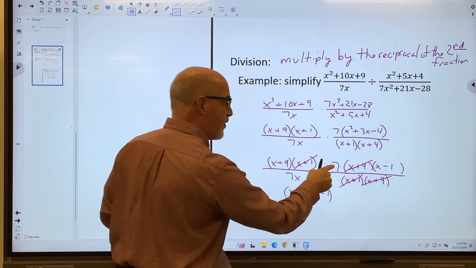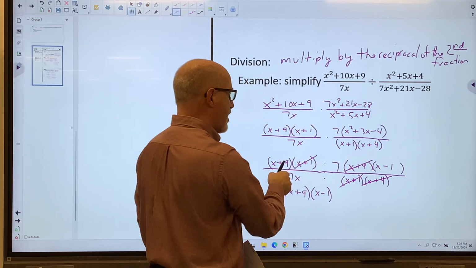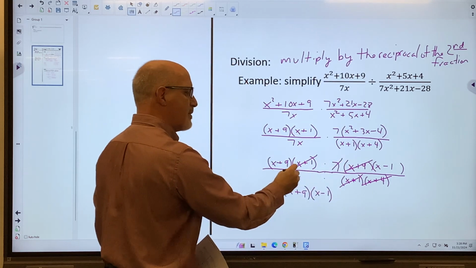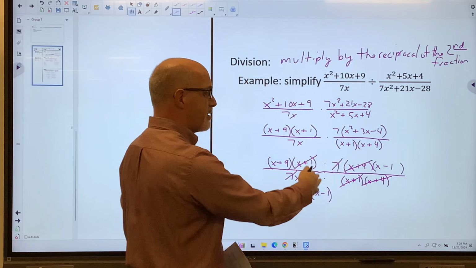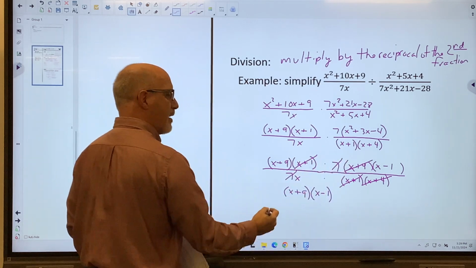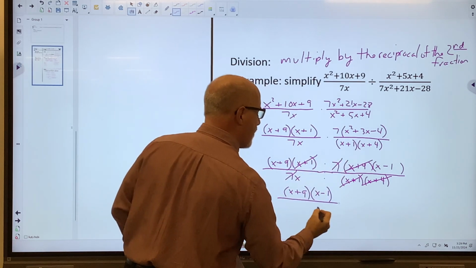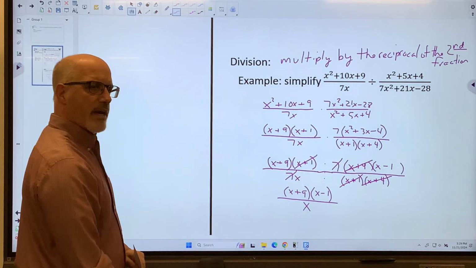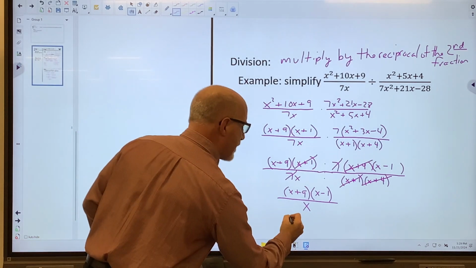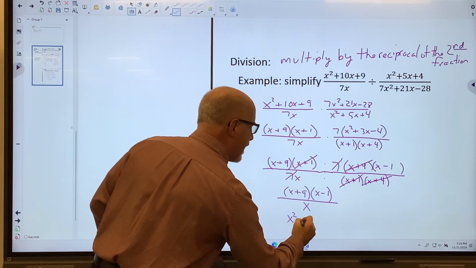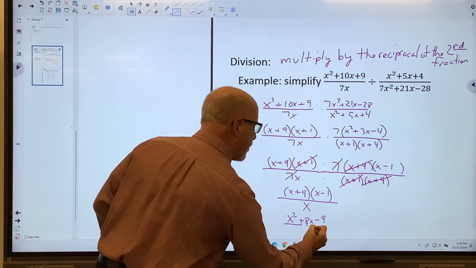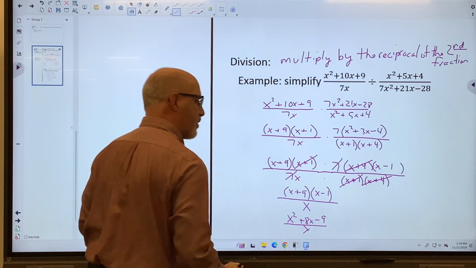And before I go further, oh, I still have a 7 there. Notice that that 7 is a factor. It's 7 times x times the rest of this in the numerator and denominator. So I'm going to have just left over an x in the denominator. So now when I multiply that out to simplify, I'm going to get x squared plus 8x minus 9 all over x is what I have left over.